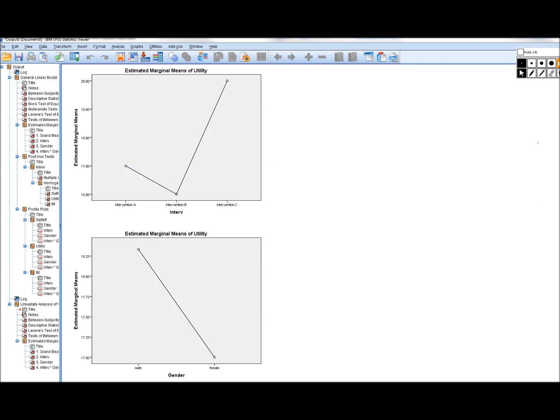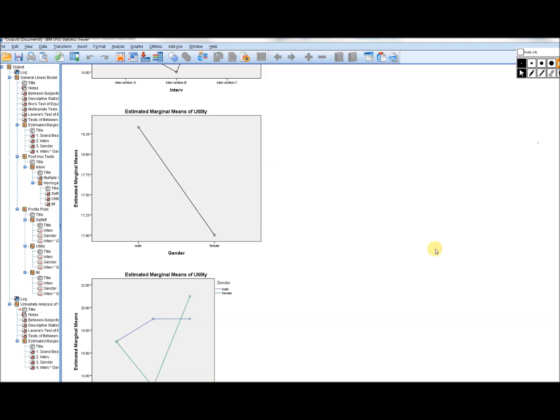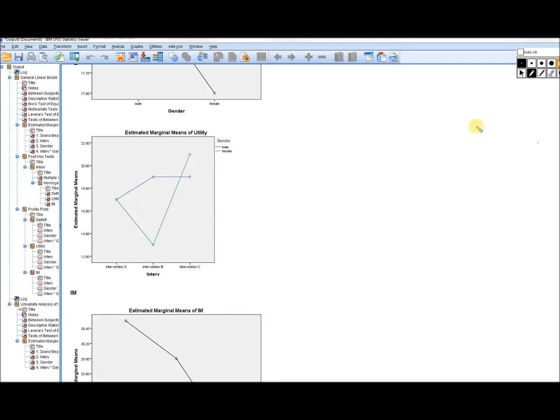When we look at gender, you can see that males scored higher than females. And when we look at the plot of the interaction effect, you can see that males and females were not different in intervention A. Males scored higher than females in B, and then you have sort of a reversal or a crossover with intervention C, with a little bit of a difference here.